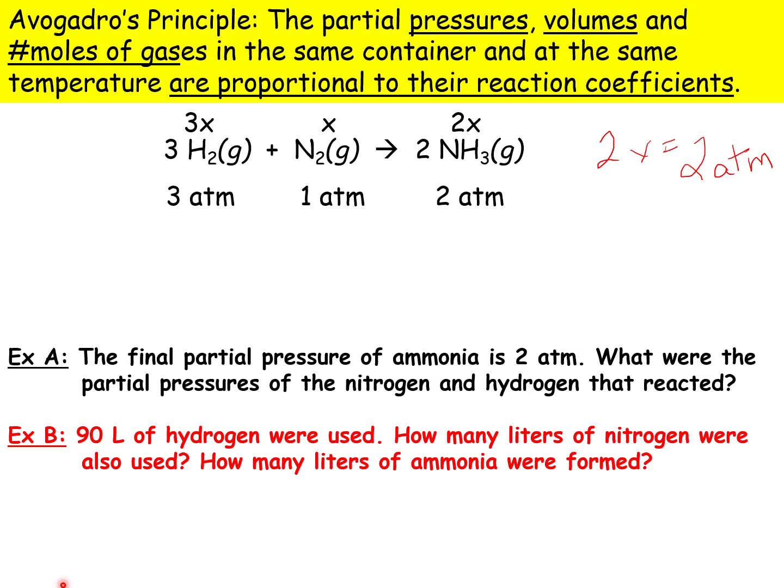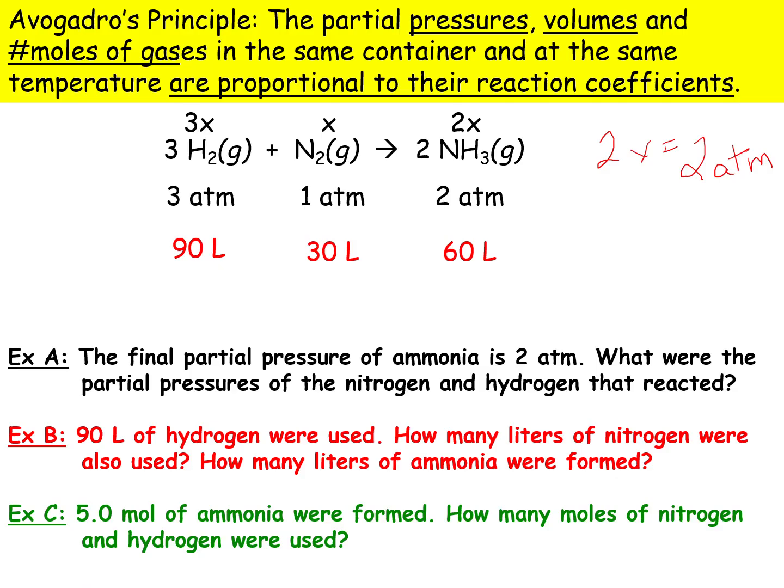So example B, 90 liters of hydrogen were used. How many liters of nitrogen were also used? And so we write down the number with the quantity that it goes with. That's probably the biggest mistake that people make. So we have 90 liters of hydrogen, so we're going to write 90 underneath the hydrogen. So 3x equals 90. So we're going to divide by 3 so we can get what 1x is. And when you're solving these problems, that's usually a good strategy, is to always go back to what the 1x is and then go from there. So 1x is 30, and then 2x would be 60.